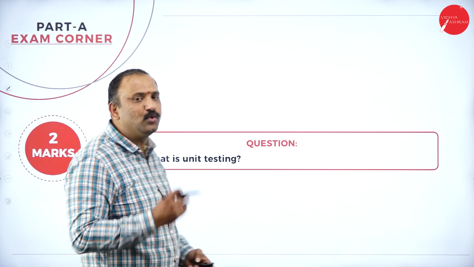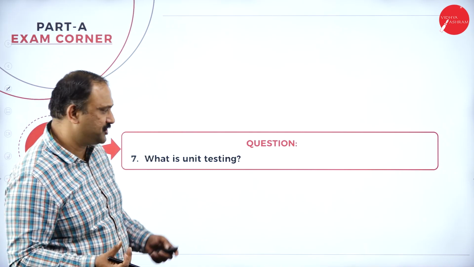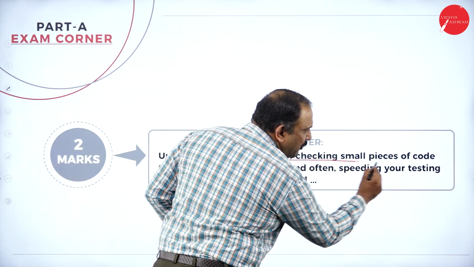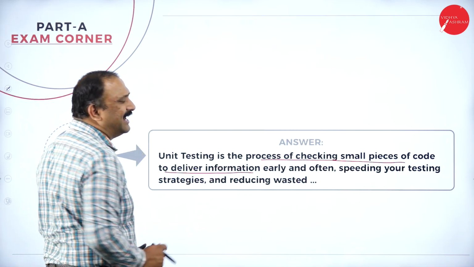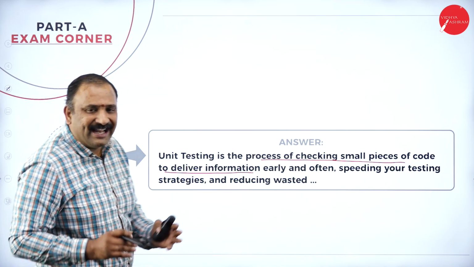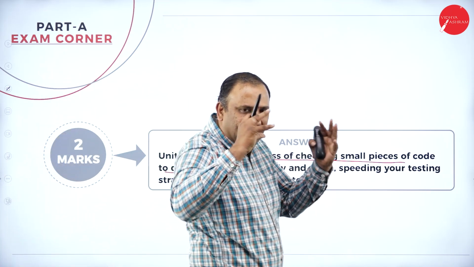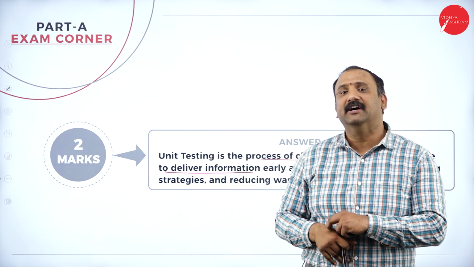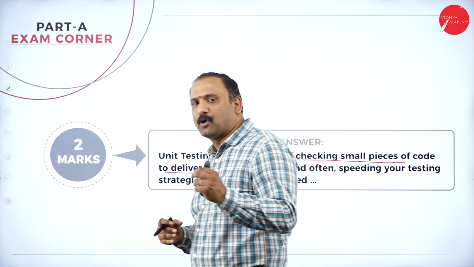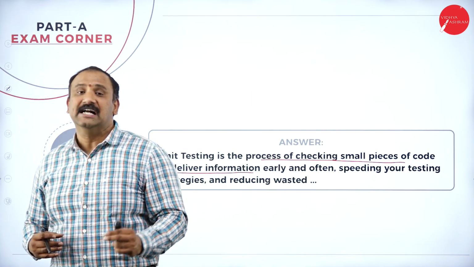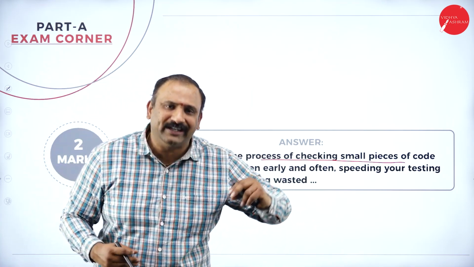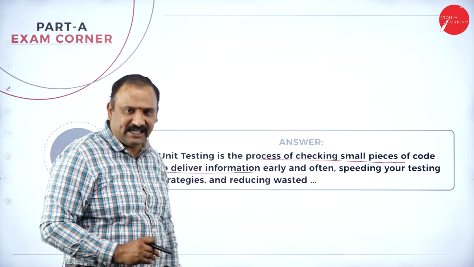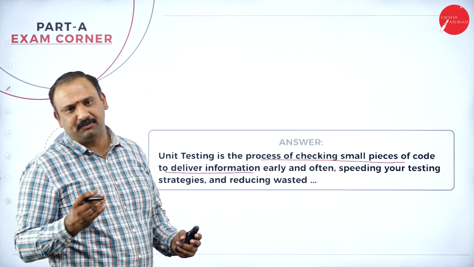Followed by what is unit testing? A very, very simple question. Whenever I use the word unit testing, it is the process of checking small pieces of code to deliver information early and often. Instead of testing the entire application together, instead of testing the entire product together, let's break that application or product into smaller units. Test each and every unit individually on a regular basis, so that we would see whether the functionality is working properly.